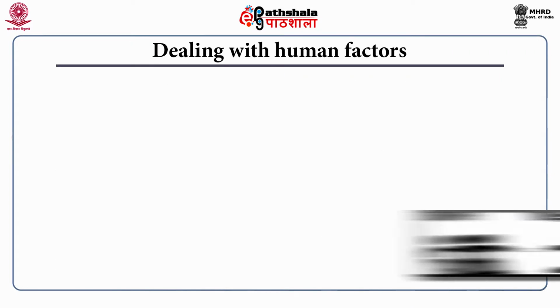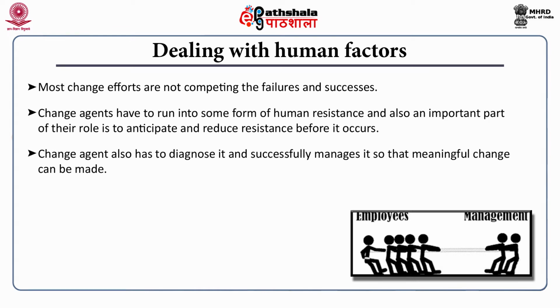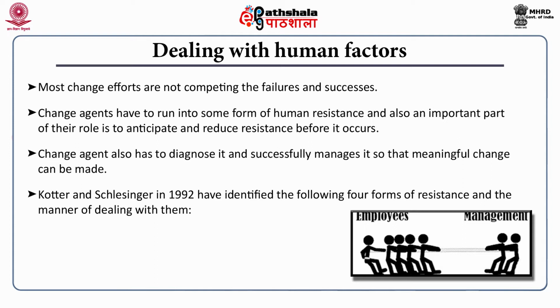Dealing with human factors. Most change efforts are not completely a failure or a success. They often encounter problems such as taking too much time, costing more than anticipated, and many more problems. Change agents have to run into some form of human resistance, and an important part of their role is to anticipate and reduce resistance before it occurs. Cotter and Schlesinger in 1992 have identified the following four forms of resistance and the manner of dealing with them.